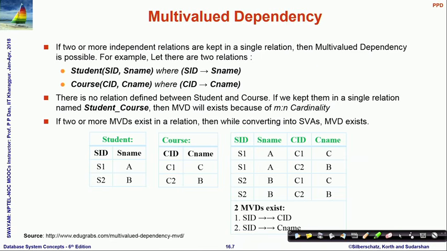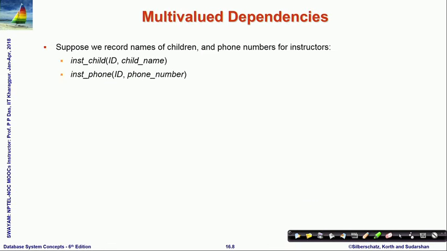If two or more multivalued dependencies exist in a relation, then when we convert multivalued attributes into single valued attributes, the multivalued dependency will show up. So, that is the basic problem that we would like to address.